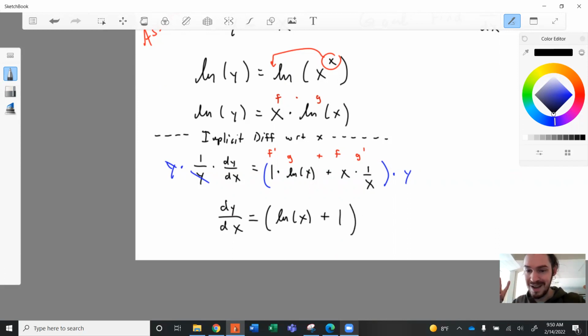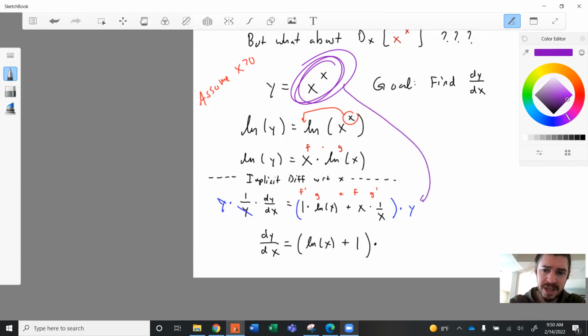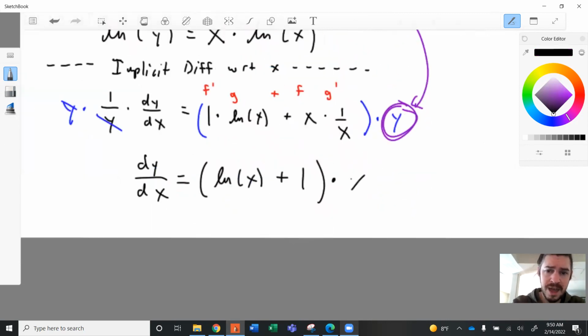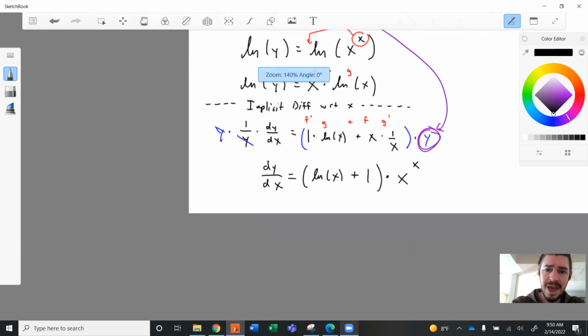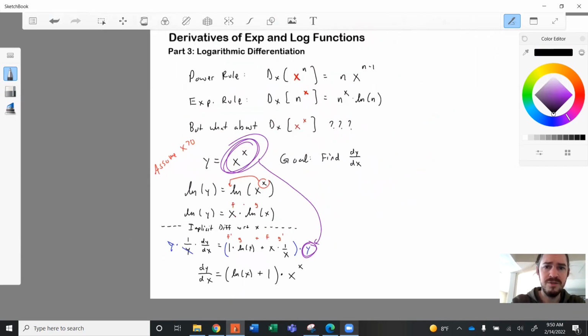There we go, just plus 1, because x times 1 over x is 1. And then the last thing I'm going to do, instead of writing times y, I actually know what y is equal to as a function of x because we were given it right up here. That's what we started with, y equals x to the power x. So that can come down here and substitute in place of that y. So I'm going to write times x to the power x. And that is our answer, folks. That is the answer to this big question.